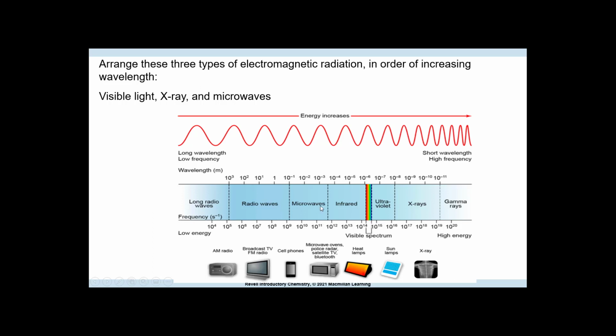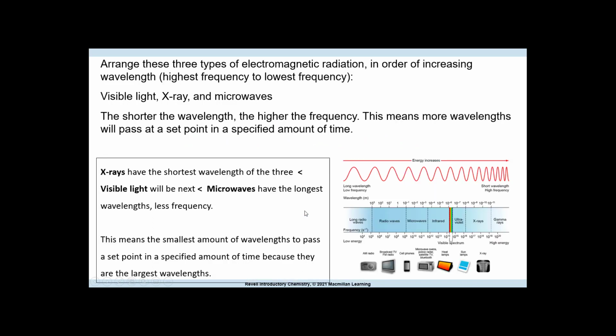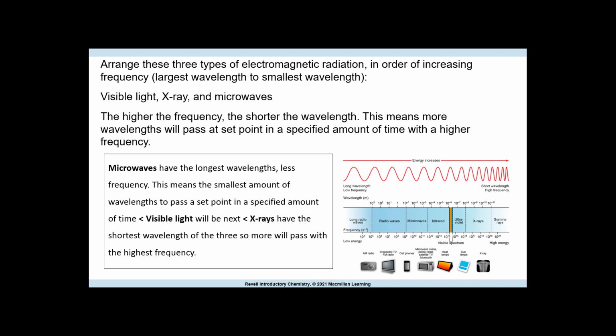We're given microwaves, we're given visible, and we're given X-rays. So if we're going in increasing wavelength, bigger wavelengths, that means that it's going to go from X-rays to visible to microwaves. This is the terminology that can mess people up. So X-rays have the shortest wavelength, visible light will be next, and microwaves have the longest wavelength. They have less frequency because they're bigger. This means the smallest amount of wavelengths to pass a set point in a specified amount of time because they are the largest wavelengths.